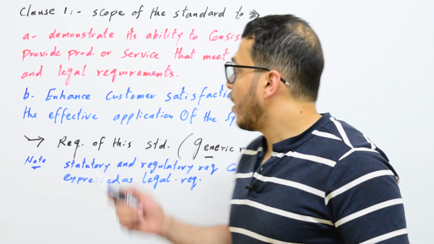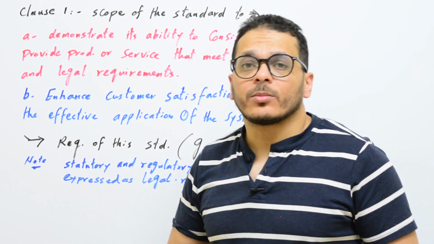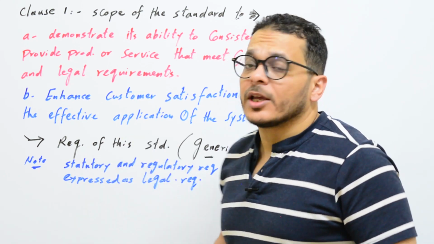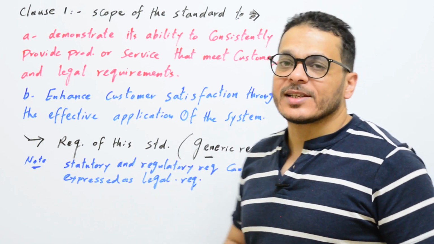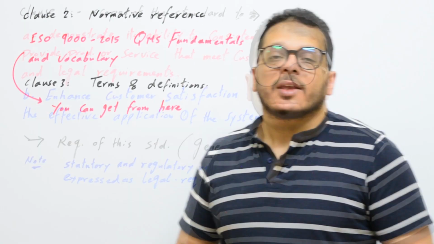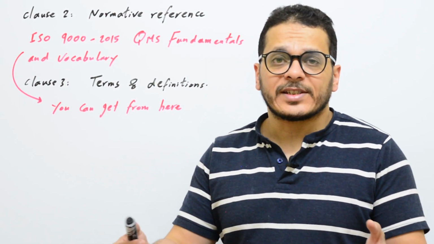Also, you should know what are the legal requirements. Statutory and regulatory requirements can be expressed as legal requirements, because statutory is established by law, and regulatory requirements are established by government or organization or any company. And then we have clause number 2, normative reference. What are the references used for this standard?